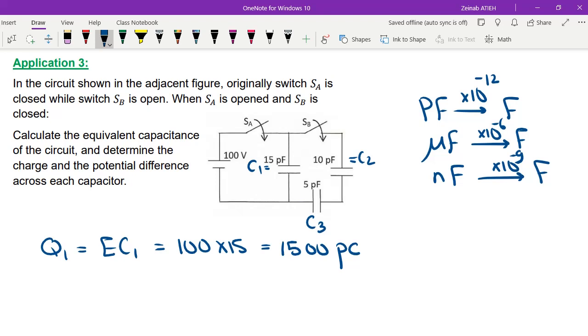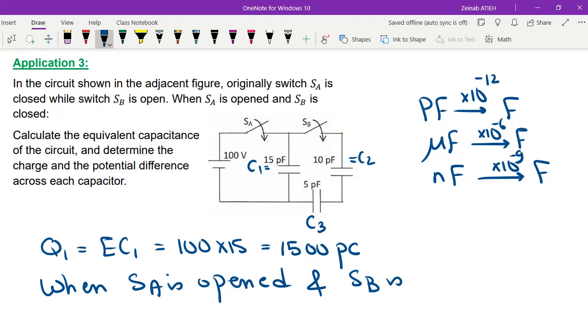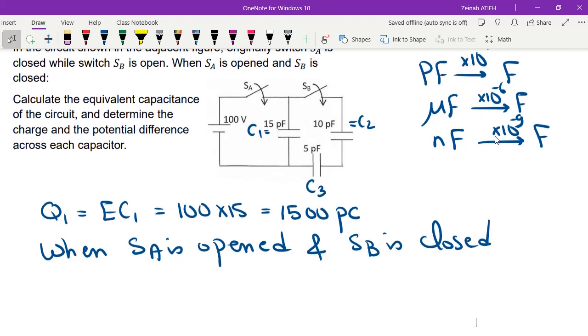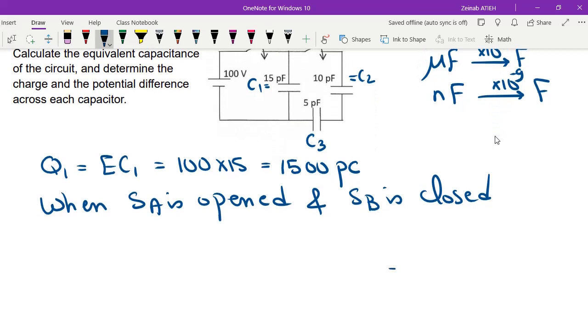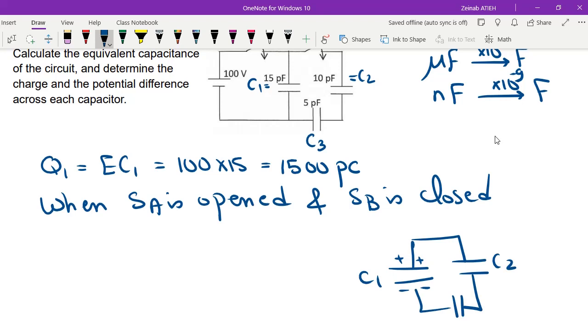هلا when SA is opened and SB is closed اللي بده يصير فعليا انه الكاباسيتور C1 اللي هو charged so من فوق كان plus ومن تحت كان minus. This is C1. رح يفضي بال C2 بال C3 that way they were initially neutral. So this is C2 and this is C3.